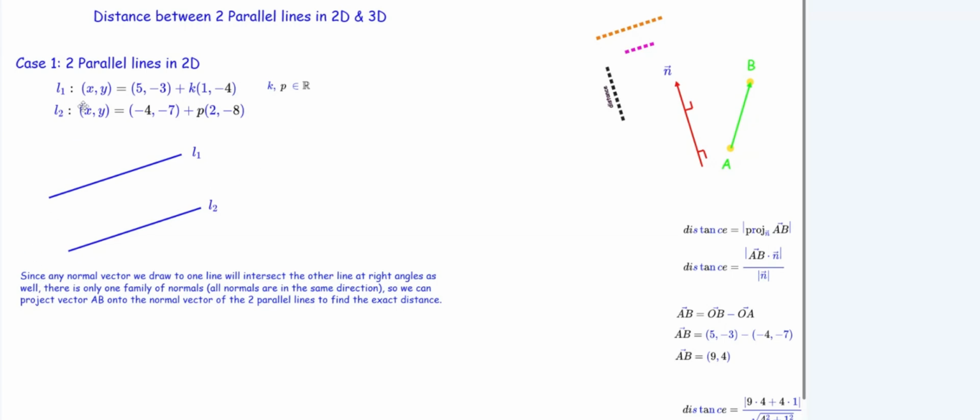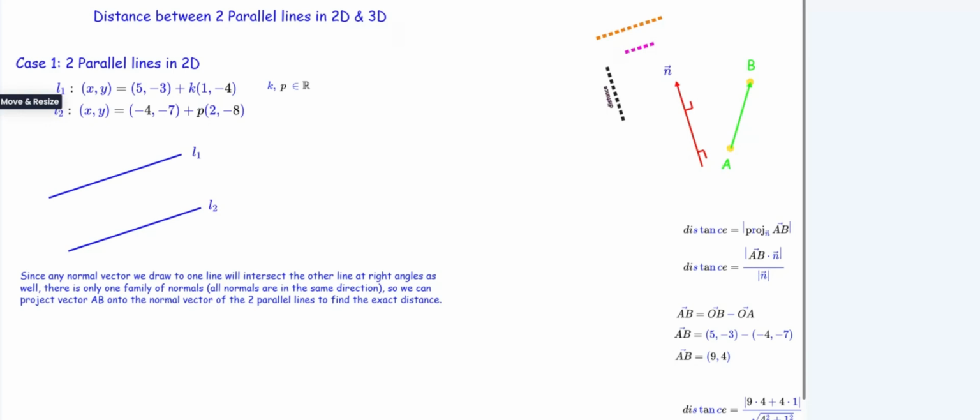Now, in 2D scenarios, any normal vector we draw to one line, that same normal will intersect the other line at right angles as well. There is only one family of normals, and that means all normals are in the same direction. And so as a result, we can project a vector, we'll call it AB, onto the normal vector of the two parallel lines to find the exact distance. And I'll be moving around some drawings and then we'll show some calculations as well.